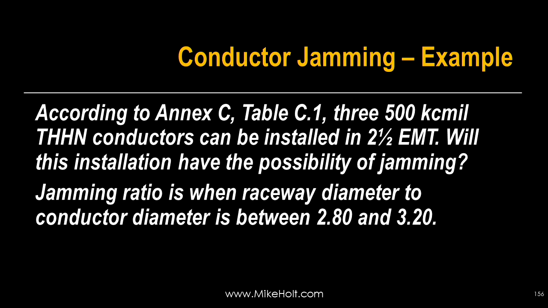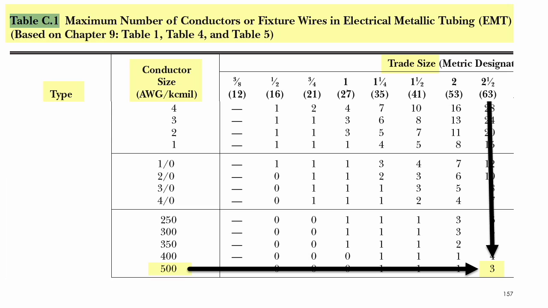All right. Now let's go with an example. According to Annex C, Table C1, which is EMT, 3 500 kcmil THHN conductors can be installed in a 2.5 inch EMT. Will this installation have the possibility of jamming? Where jamming is between 2.8 to 3.2 ratio of conductors to raceway. Well, we go to Annex C1 and the 2.5 inch raceway, 500 kcmil says 3. That should automatically ring a bell, right, Brian?